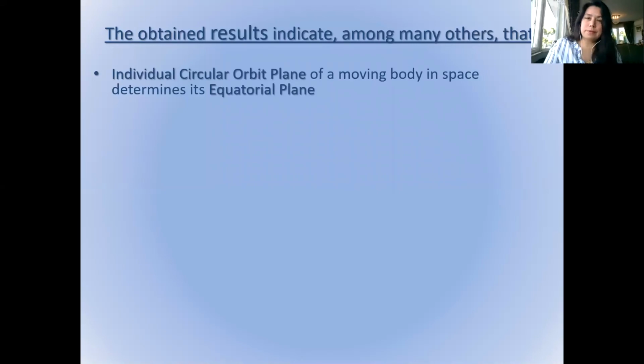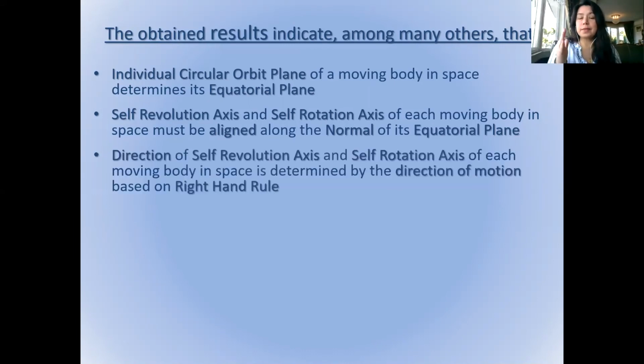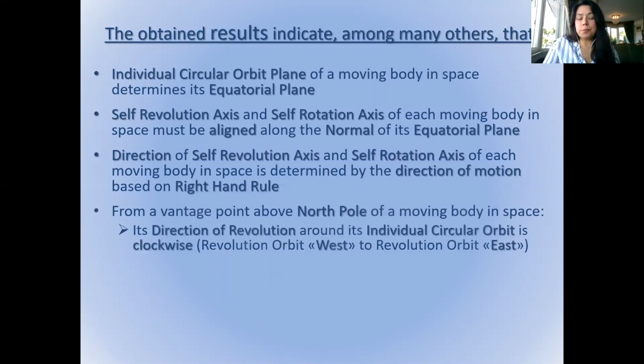And another important result obtained is that the individual circular orbit plane of a moving body in space determines its equatorial plane. The self-revolution axis and self-rotation axis of each moving body in space must be aligned along the normal of its equatorial plane. The directions of the self-revolution axis and the self-rotation axis of each moving body in space are determined by the direction of their motion, like the direction of motion of self-revolution and the right-hand rule, and the direction of motion of the self-rotation and the right-hand rule, which turns out to be in reverse directions, by the way.